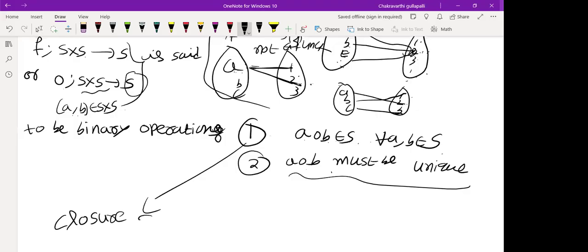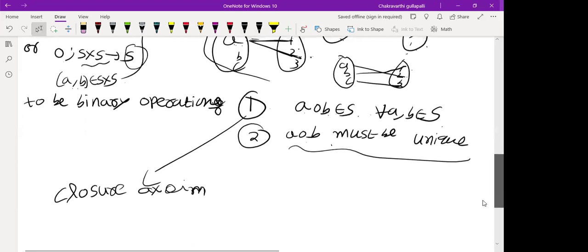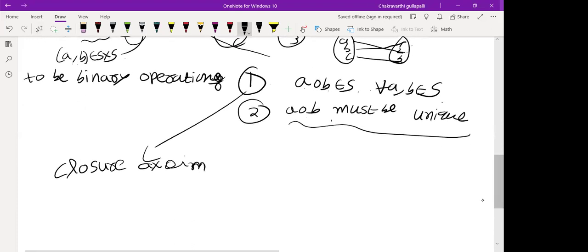Majority of you should understand the difference between closure axiom and binary operation. Most of the students cannot identify the difference. The difference between closure axiom and binary operation is, if it is closed, it may not be a binary operation most of the times, even if it is closed. Why? Because uniqueness may not be satisfied. So this uniqueness is a must for binary operation. Sometimes uniqueness is satisfied, but it may not belong to S.